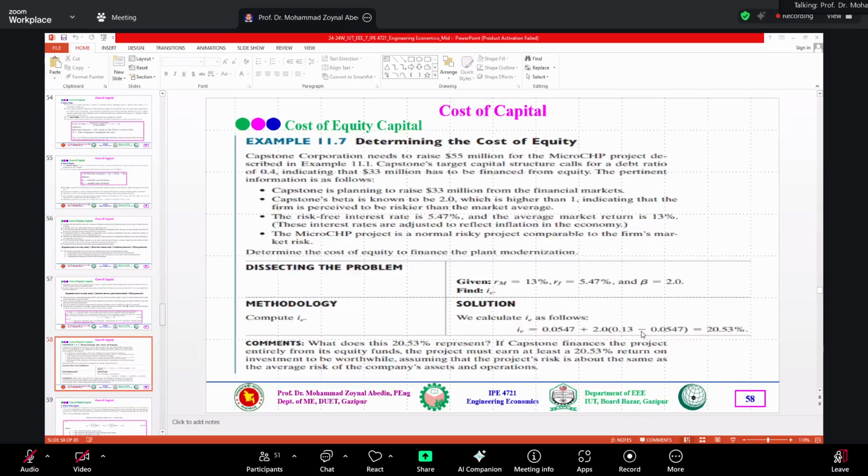Then the cost of debt capital, another term, because in the capital we have to consider the cost of equity.